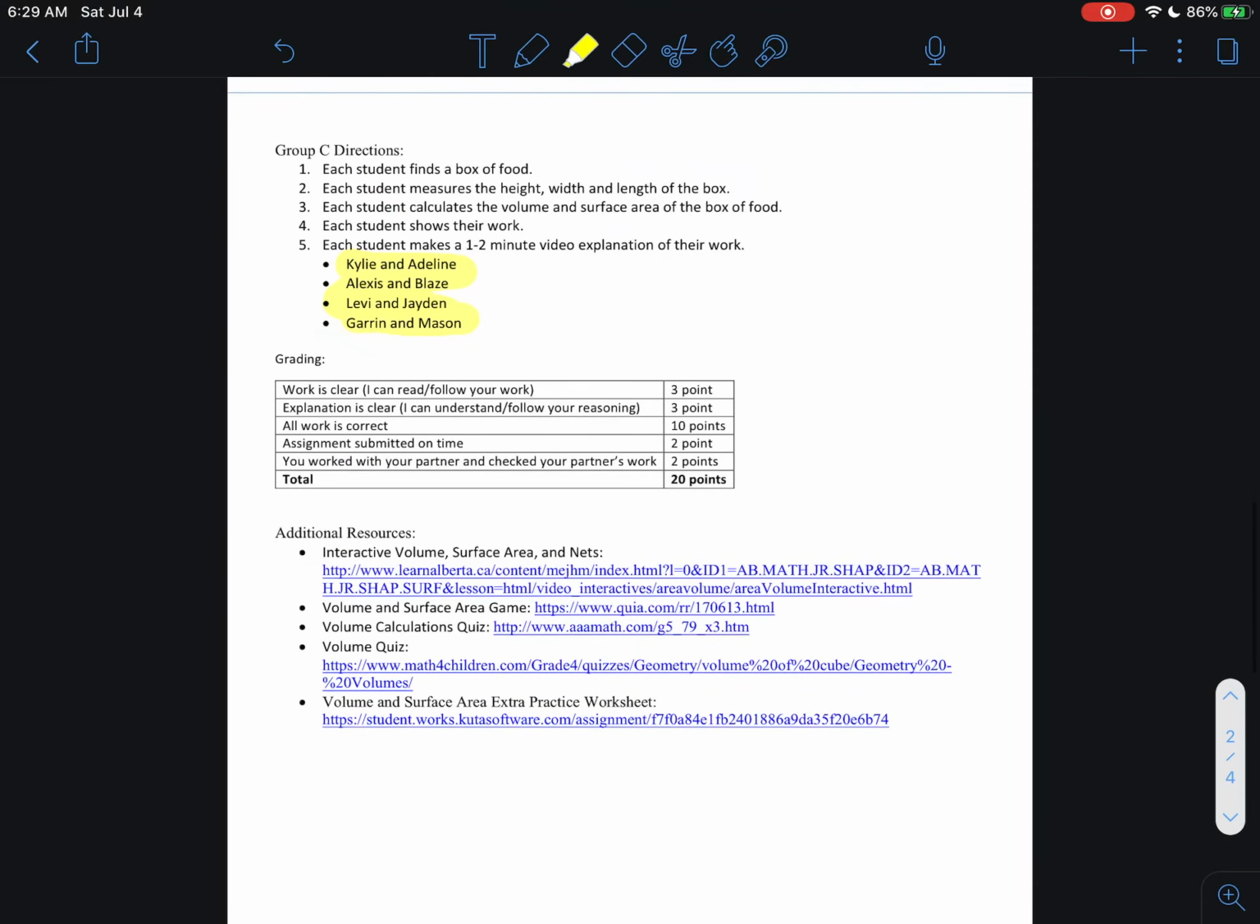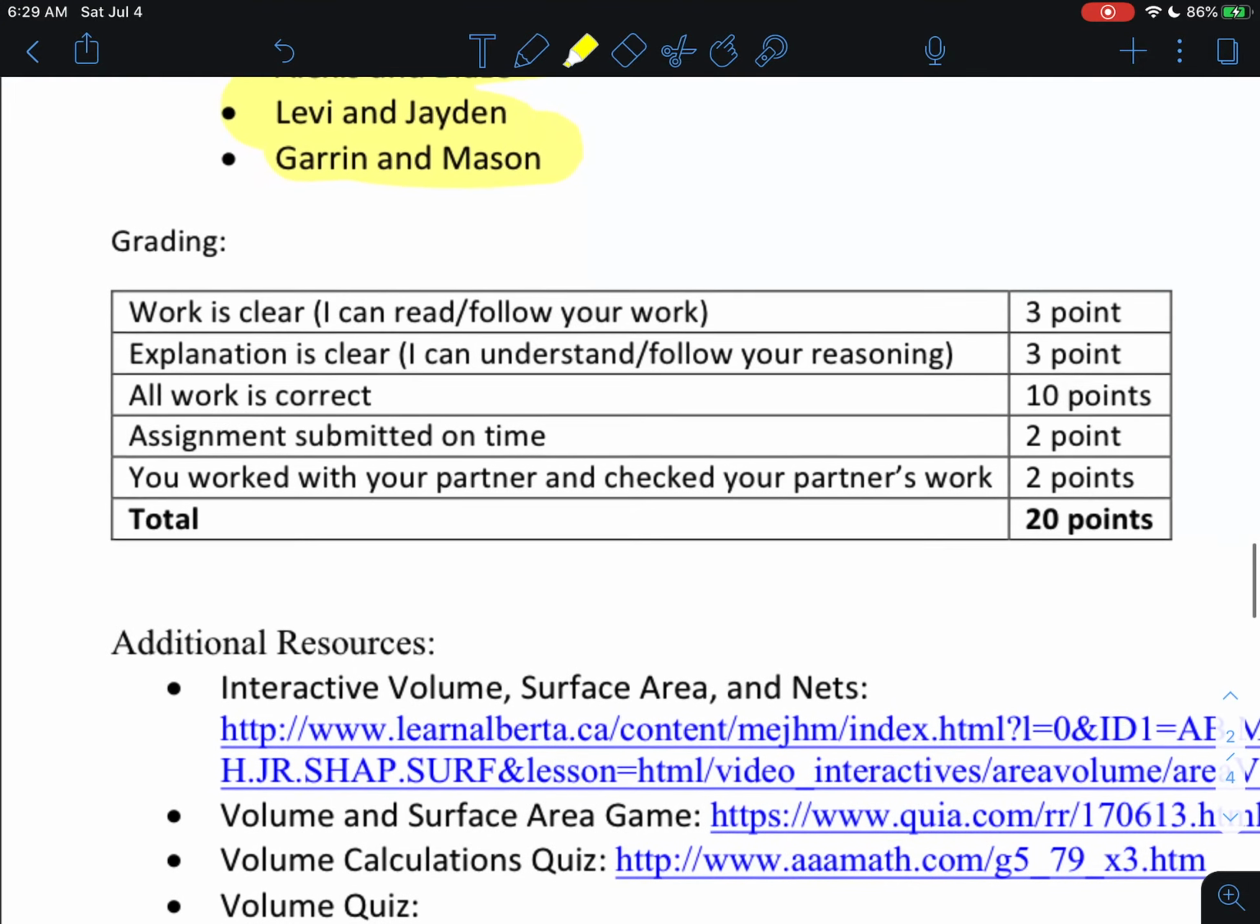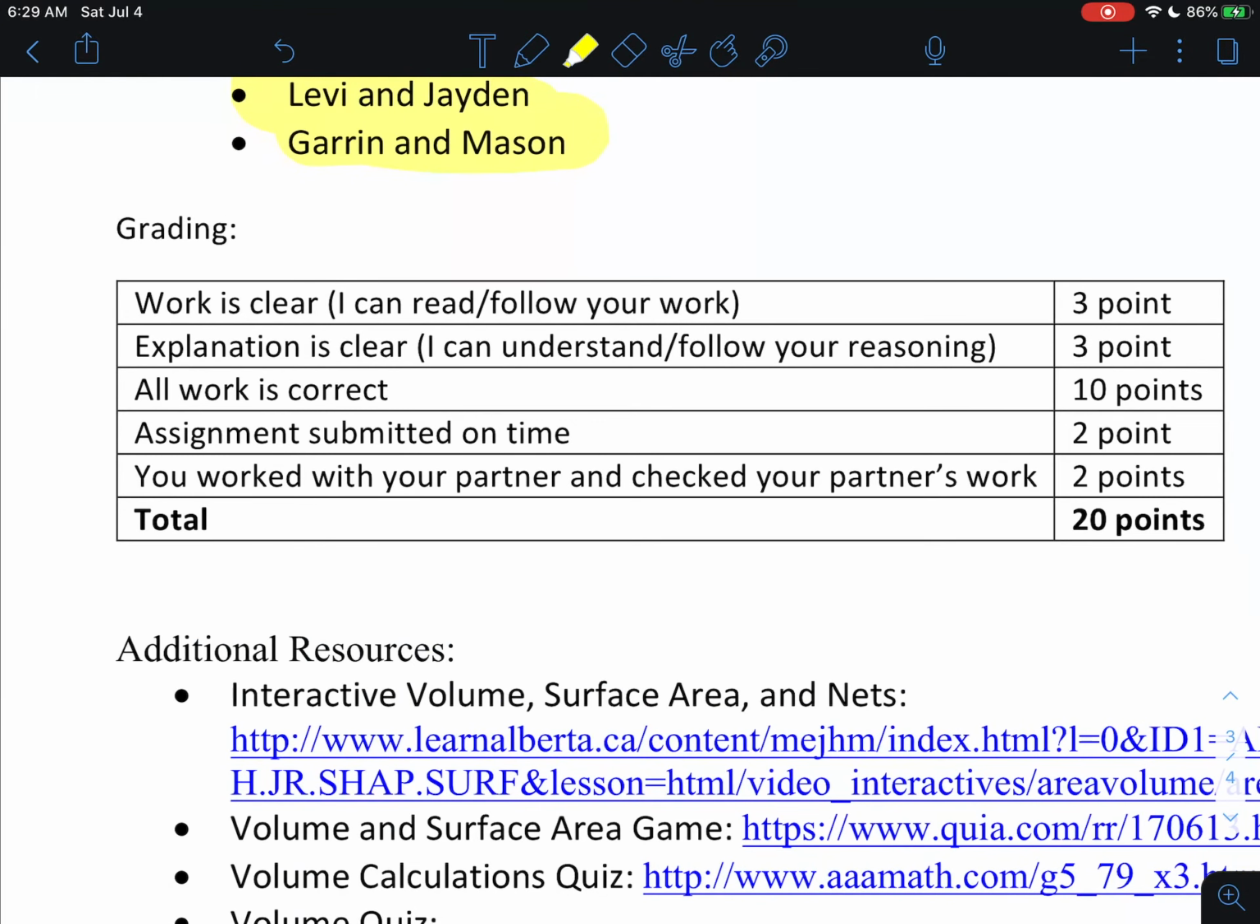And so this is how your paper or your work or your video will be graded. Number 1, I need to be able to read and follow your work. So your work, just that I can see it, that I can read it, that I can follow it, is worth 3 points. Then your explanation, whether you're talking or whether it's a written explanation, I need to be able to follow your reasoning and the steps that you took. Your work is worth 10 points. That's half of your grade. So 10 points goes right to your work.